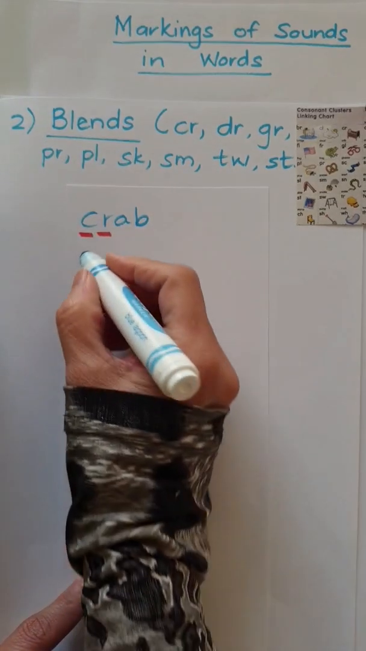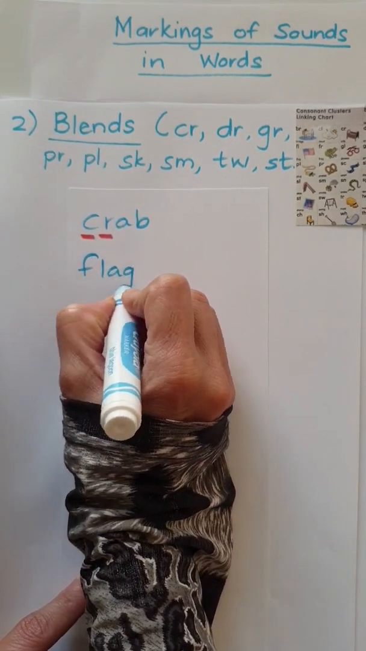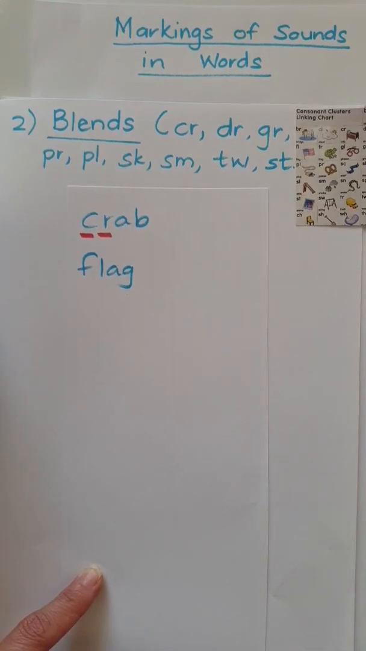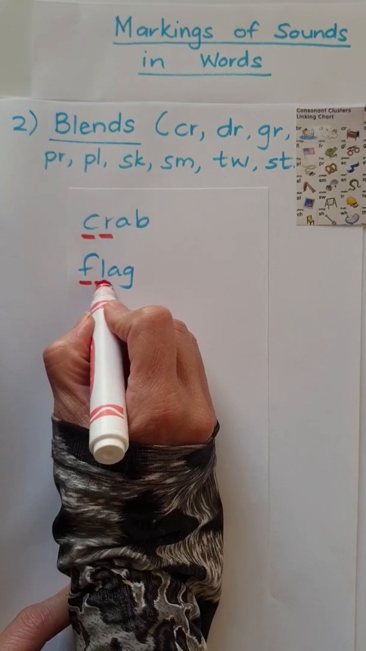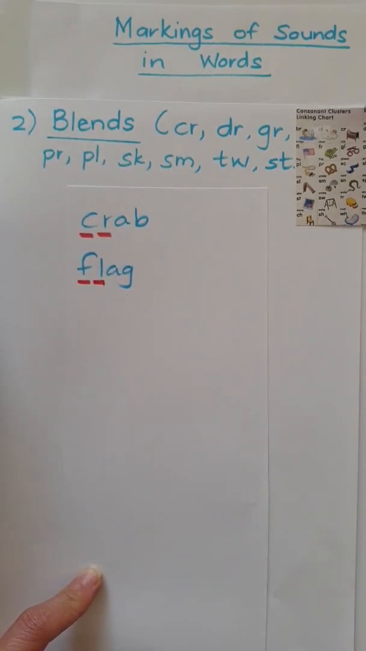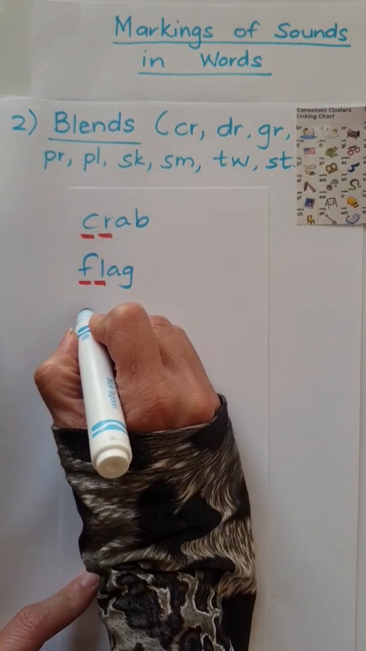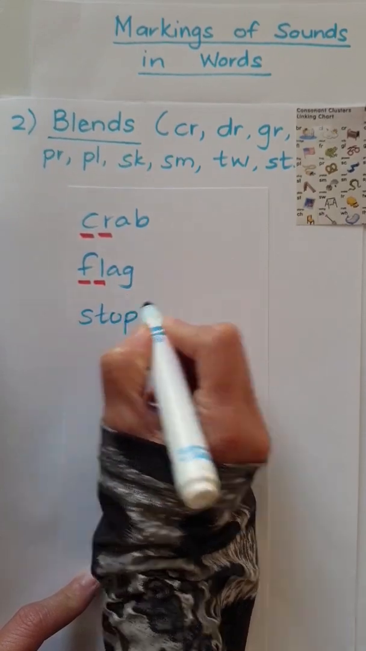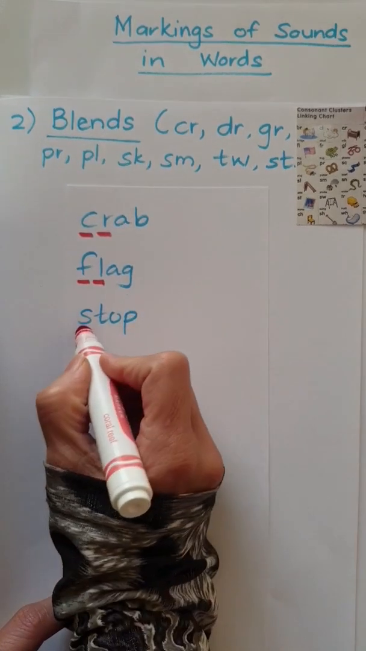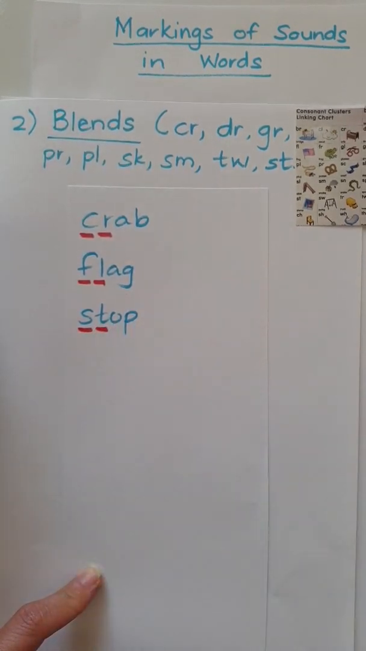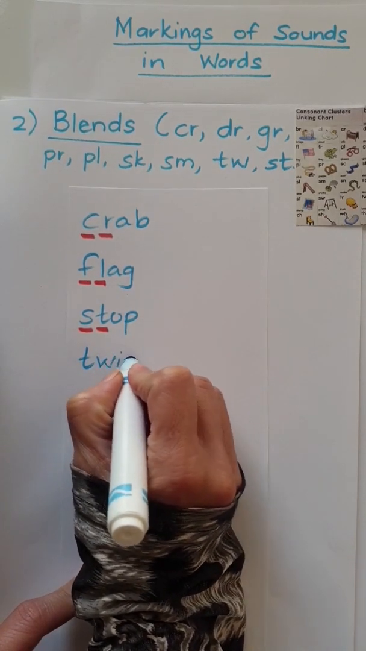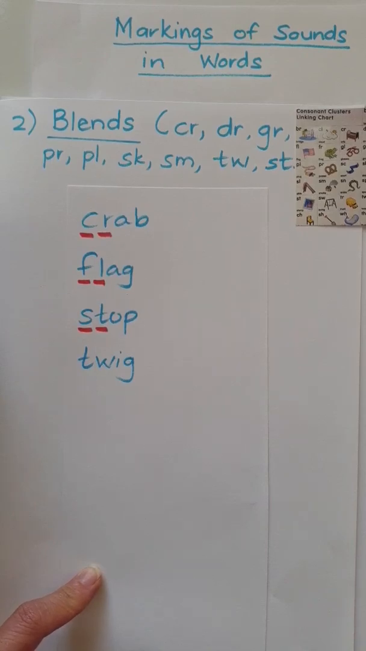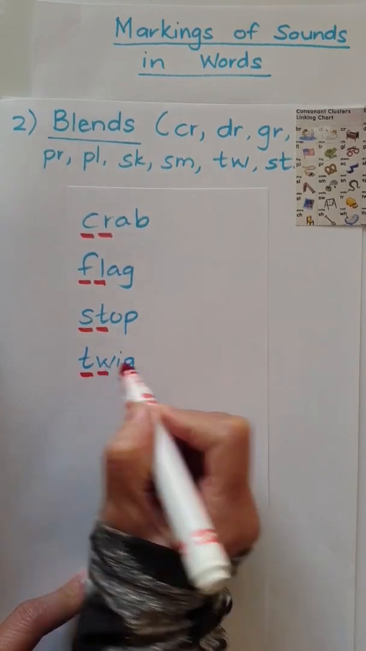So our next example we're going to look at is the word flag. And the blend in flag is fl, fl. So we underline each letter in the blend. Our next one is going to be stop. And we're going to underline each letter in the blend. Our next one is going to be twig. And we know that the blend is the tw.